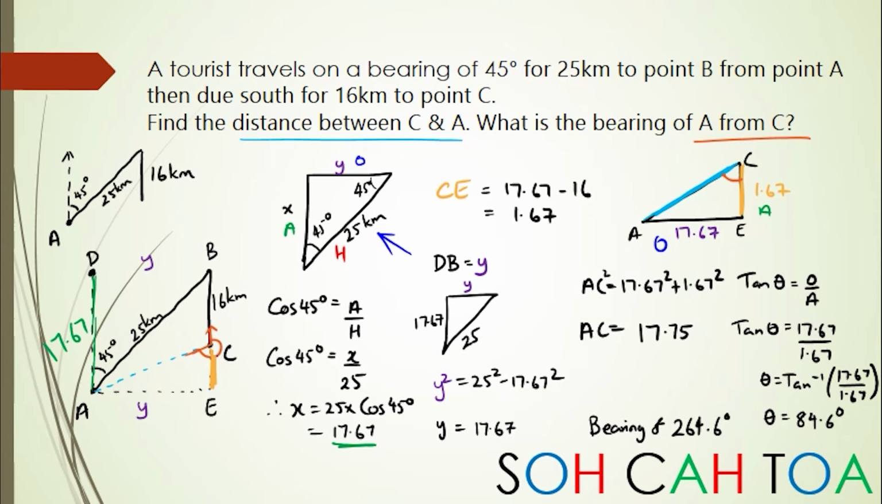Now I hope you can see why I'm adding 180, because if you look at the original diagram, this angle here is 84.6, and this extra bit here, that's that 180 that I needed to add. So that's how I get 264.6 degrees. Cool. I'm going to leave this problem here, guys.